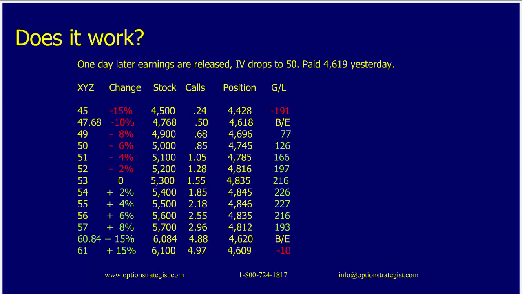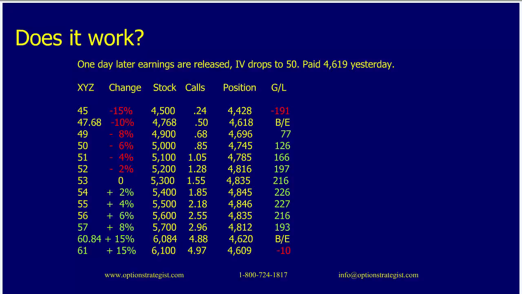Okay, next day, earnings are released and volatility drops to 50. And that's not even much of a drop. I didn't want to make this seem too dramatic. Sometimes you could have a volatility of 60 and it could drop to 30 or something like that, or it could drop a lot. But here we're going from a 60 vol to a 50 vol.